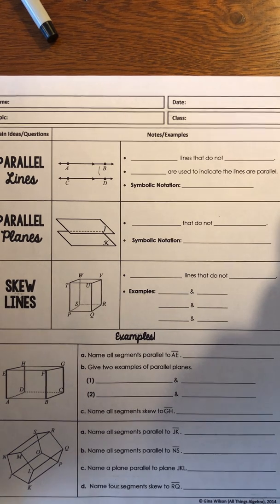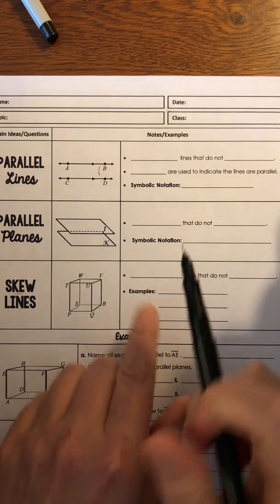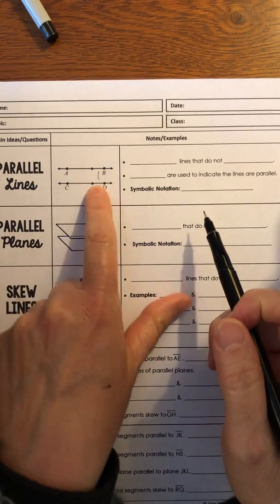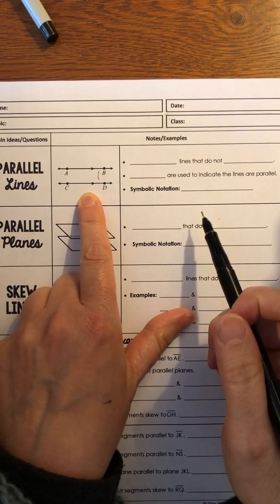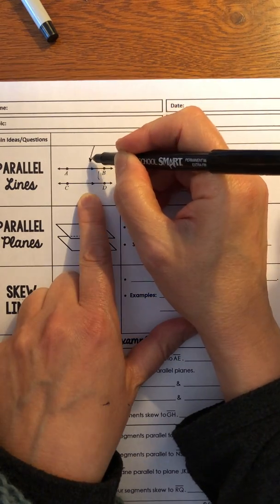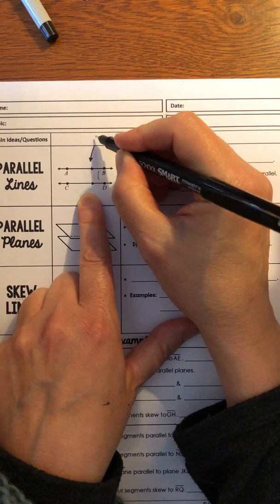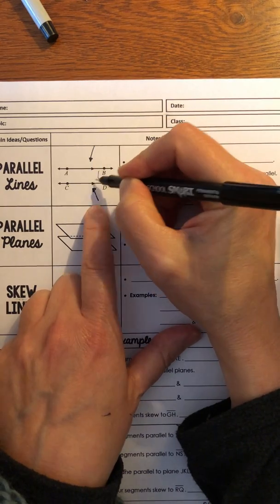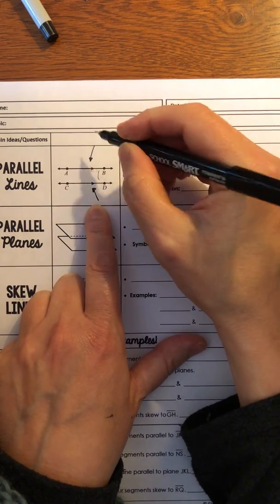Let's take a look at some notes on parallel lines, parallel planes, and skew lines. So parallel lines, those are informally two lines that we say will never cross each other. In the diagram here, you'll see some notation that means parallel. That little triangle, that little arrow means parallel.